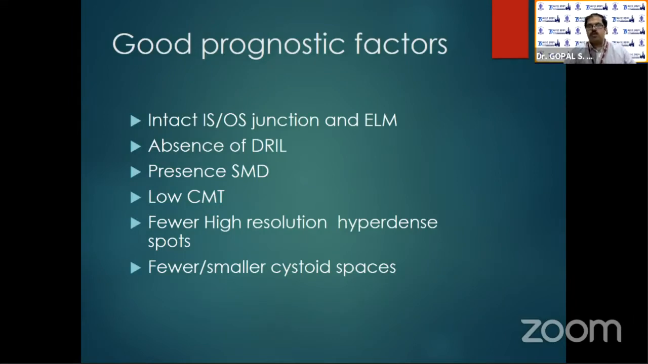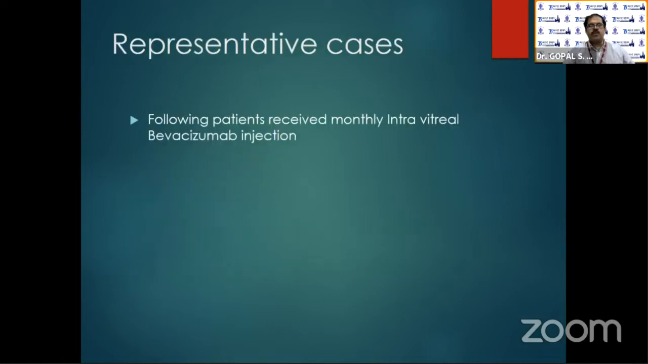Finally, the patient does not want to ask us whether I have DRIL or an ISOS junction. The patient will ask only one question: whether I will get good vision, doctor. So some of the good prognostic factors are intact ISOS junction, absence of DRIL, presence of SMD, low central macular thickness, fewer high reflective spots, and fewer or smaller cystoid spaces.